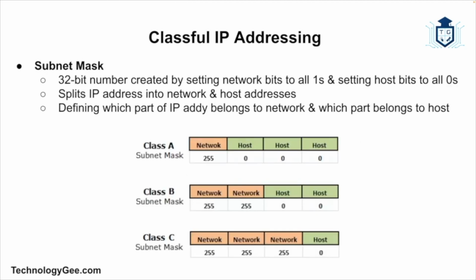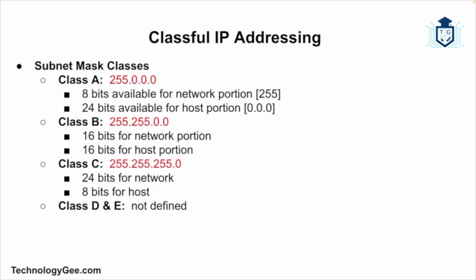So a subnet mask is a 32-bit number created by setting network bits to all ones and setting host bits to all zeros. The subnet mask splits the IP addresses into the network and host addresses, thereby defining which part of the IP address belongs to the network and which part belongs to the host. All right, so let's take a look at the subnet mask classes for A, B, C, D, and E.